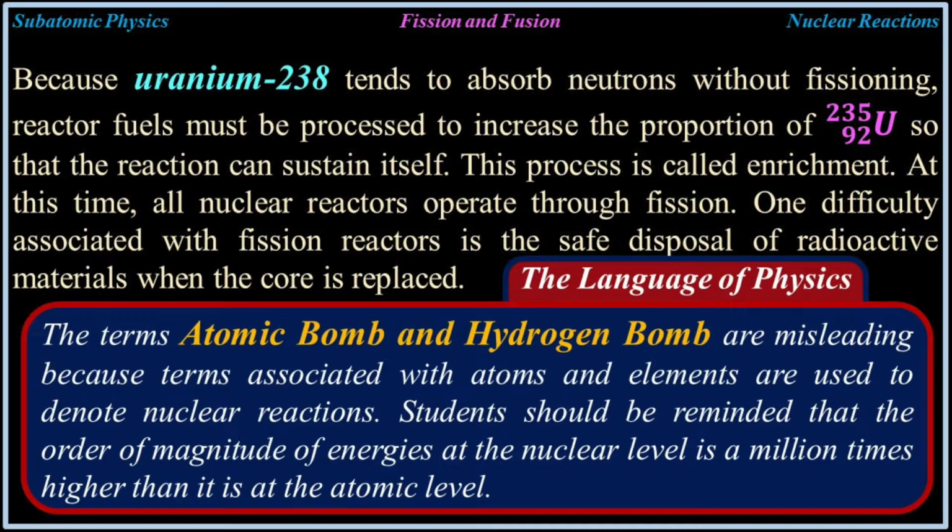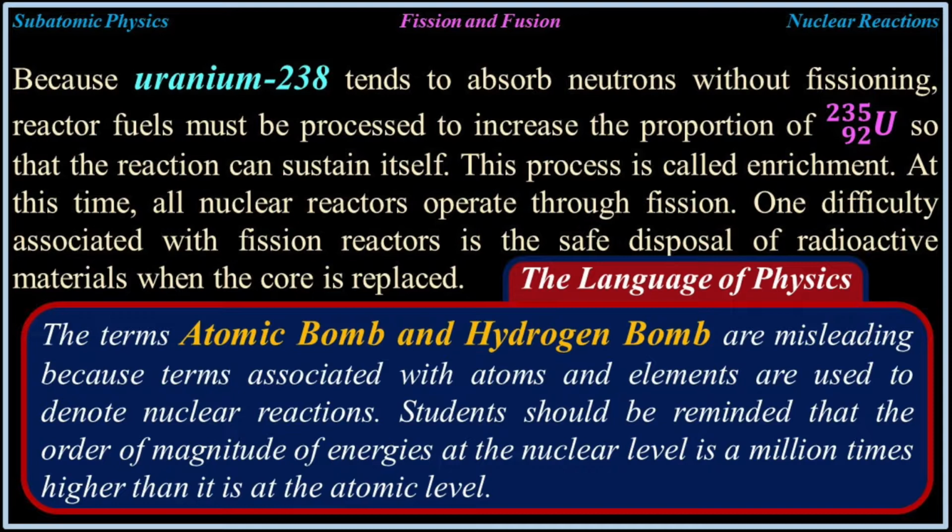Because uranium-238 tends to absorb neutrons without fissioning, reactor fuels must be processed to increase the proportion of uranium-235 so that the reaction can sustain itself. This process is called enrichment. At this time, all nuclear reactors operate through fission. One difficulty associated with fission reactors is the safe disposal of radioactive materials when the core is replaced.